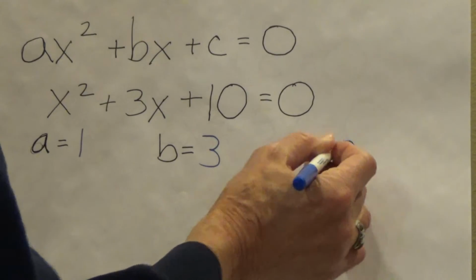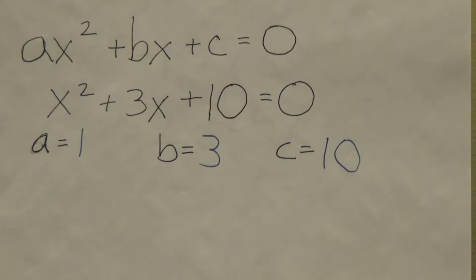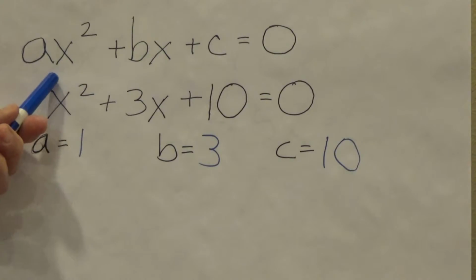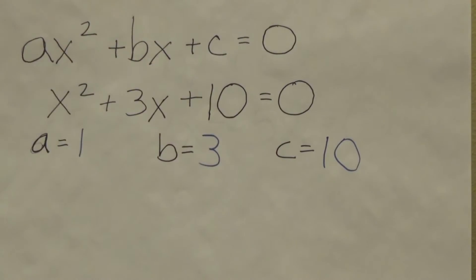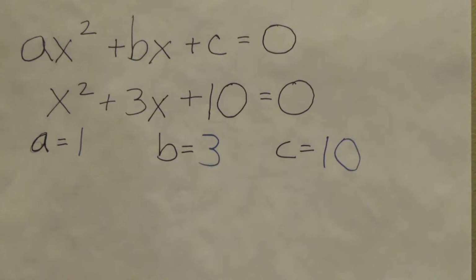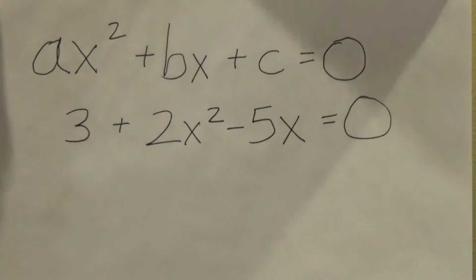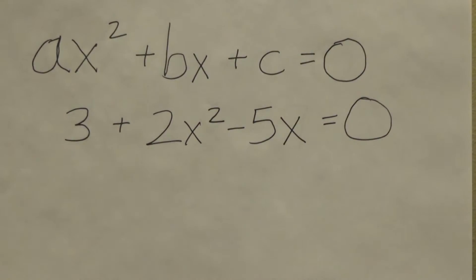So the very first thing we have to do is make sure we have the correct form. That means everything on one side equal to 0, and the terms in descending powers. The second power, the first power, the 0 power of x. Okay, another example.